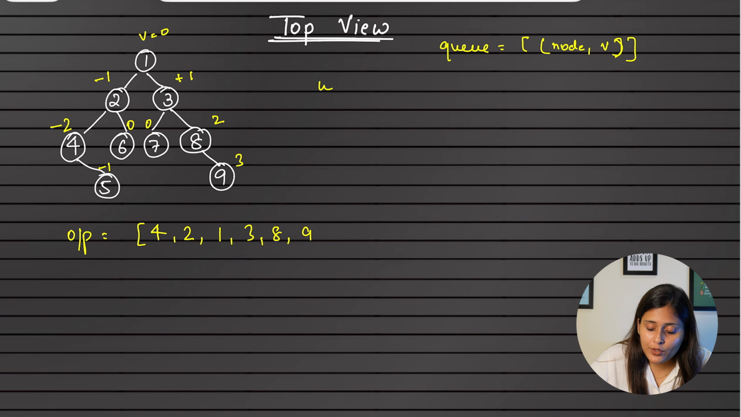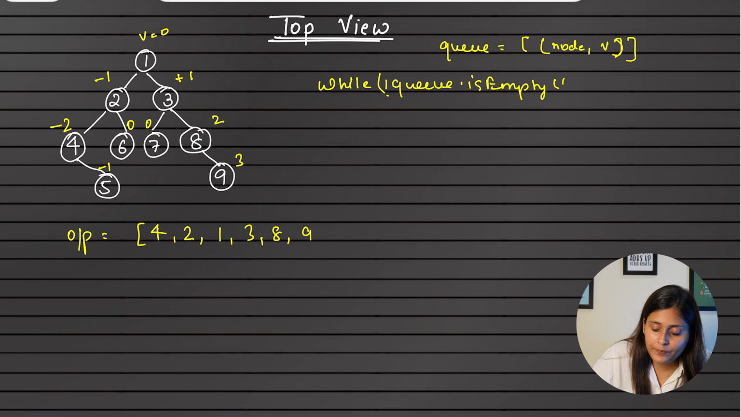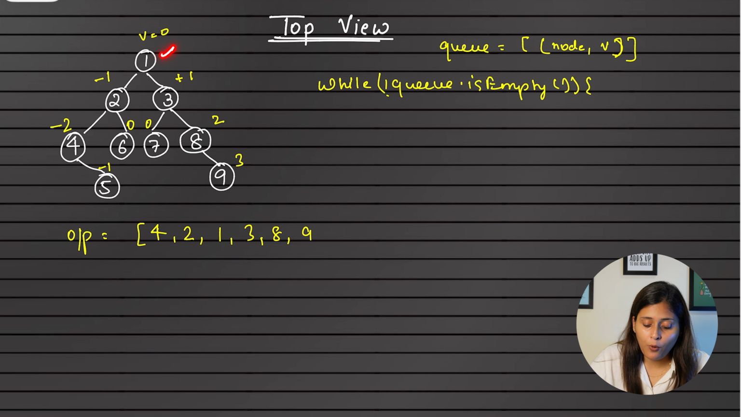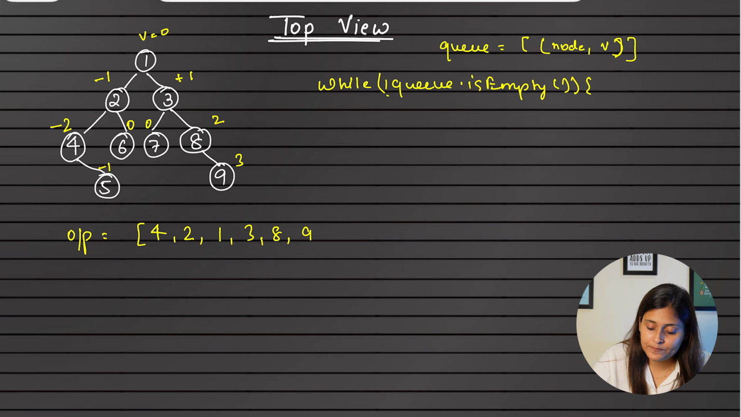Done. Now what we'll do is, while our Q is not empty, one by one we'll pop each element. When we pop this, we'll see what is the vertex for it. So initially we'll insert what? The node, which is root, and vertex will be 0. Can I say that? So first we'll insert root with 0 as vertex.